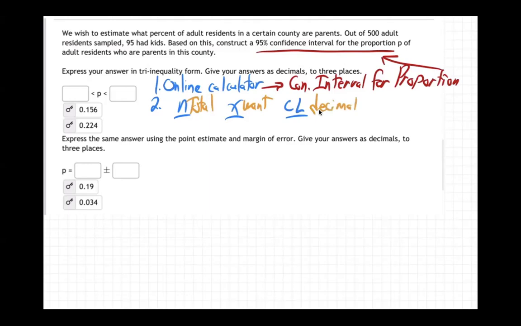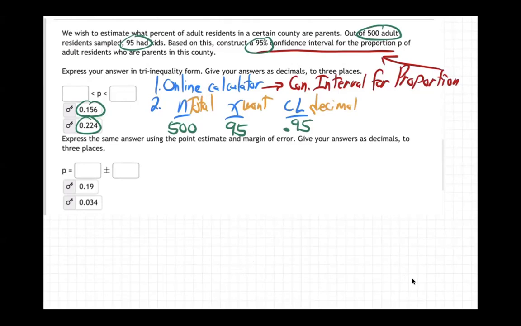So, okay, what is n? How many people? Well, 500 adults were surveyed. So 500 total adults surveyed. 95 are the ones that had kids. That's the number we want. And we want to do a 95% confidence, so we'll do 0.95. If you put that in, you'll get these two numbers from the online calculator. Let me show it real quick, and then we'll come back for part two.